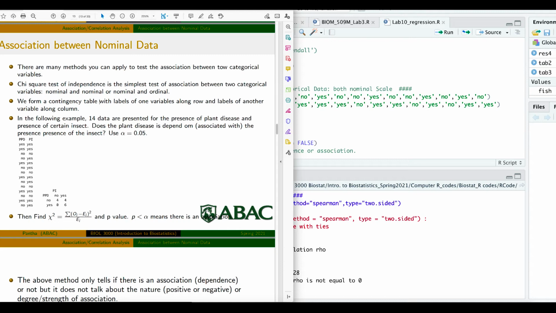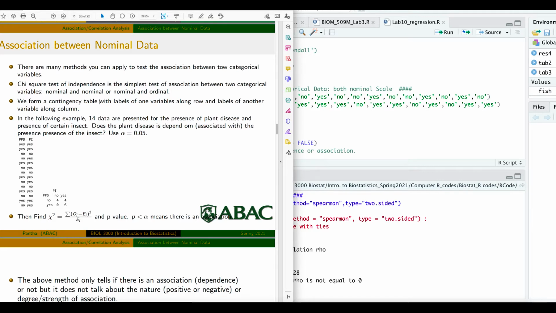Hi, in this video, I'm going to talk about the association between two nominal data, okay? In the last videos, we discussed the association between two quantitative data, with nice quantitative data, I would say, no outliers, normally distributed, and so on. So in that case, we were talking about the Pearson's correlation coefficient and then hypothesis testing, right?